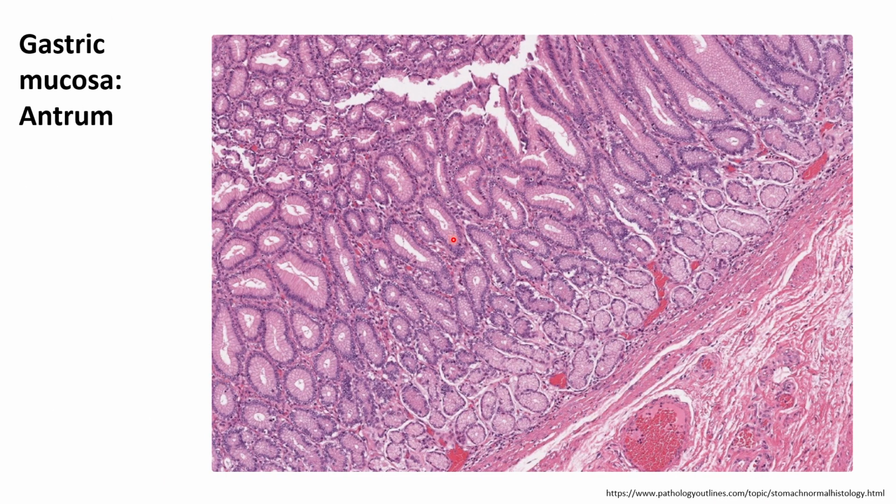This is a picture from the gastric wall taken from the antrum. So in the antrum, as opposed to the fundus and body, we do not see the parietal cells. Instead, we can see that there are mucus cells because they secrete mucus.